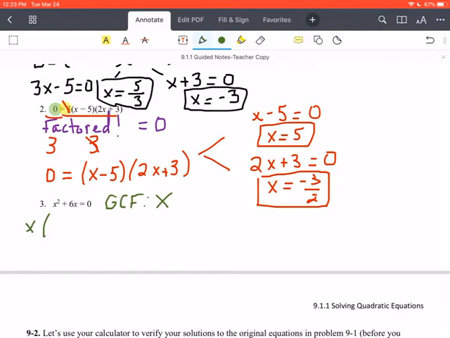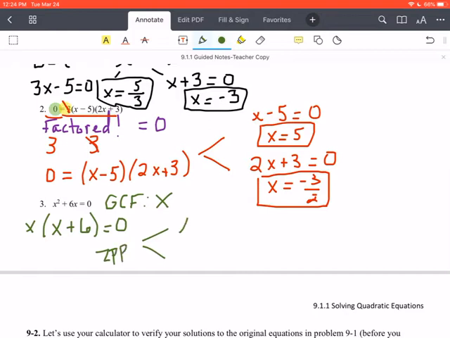x times what is x squared? And then x times what is 6x? So this right here is factored form without even using a rectangle diamond. Again, try to look for the easiest route possible. So at this point, we're in factored form. We are set equal to 0, so we can definitely use ZPP.